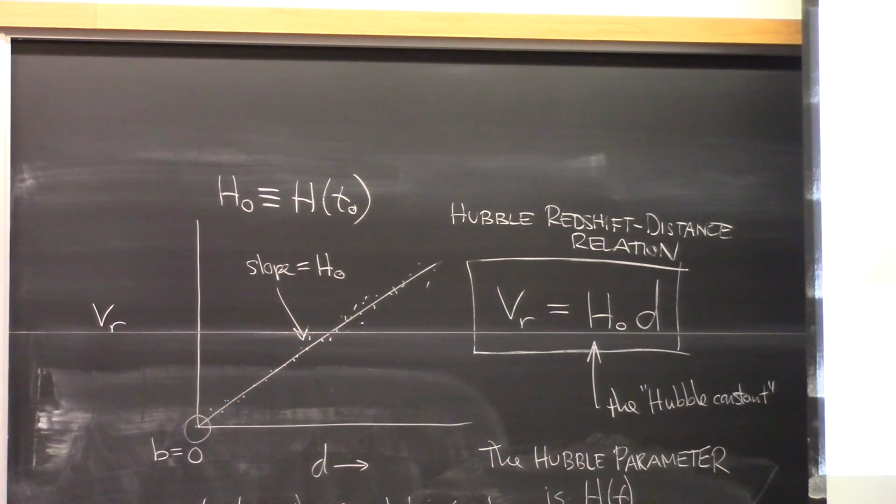Questions, comments, observations? The Hubble constant is the current value of the Hubble parameter. It sounds like a mantra, right?